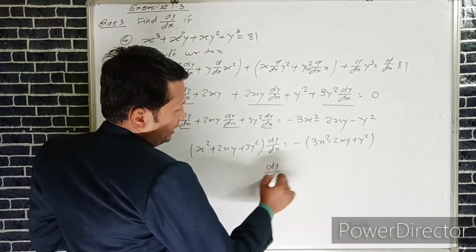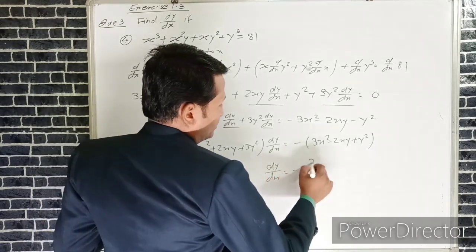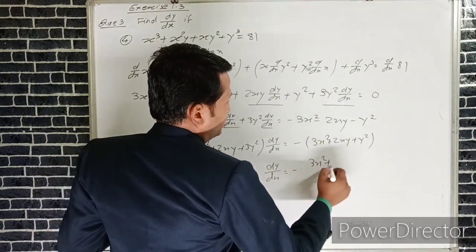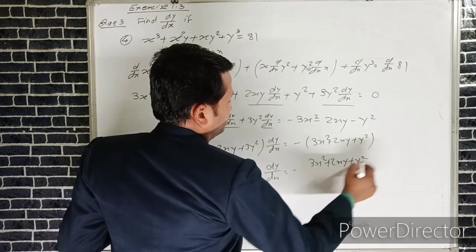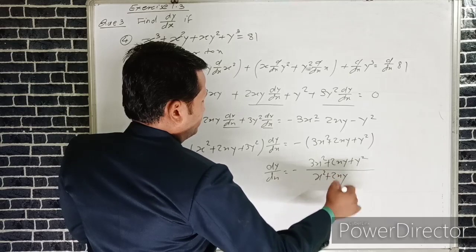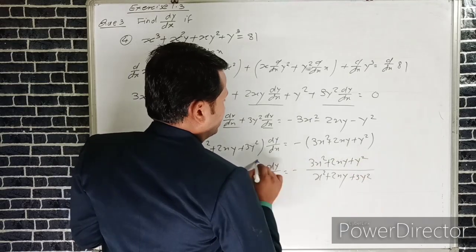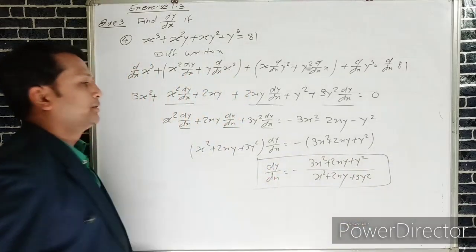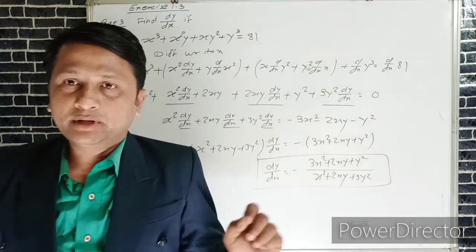Now dy upon dx equals minus 3x square plus 2xy plus y square upon x square plus 2xy plus 3y square, which is the required derivative of y, dy upon dx.